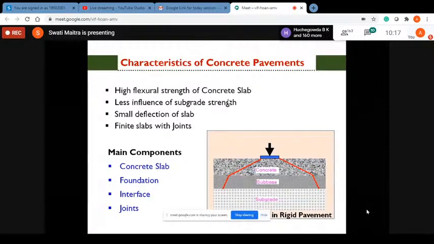And joints. Joints are important components. As I said, we have several types of joints, both in the transverse and longitudinal direction. Subsequently, we will discuss these things.